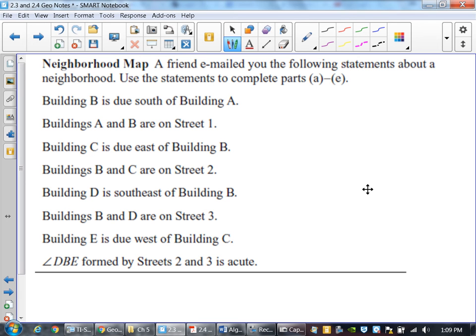The angle DBE formed by streets 2 and 3 is a cube. According to our diagram, which of these two angles is a cube? This side, the right, or the left? The right. Correct. So that means E has to be between.